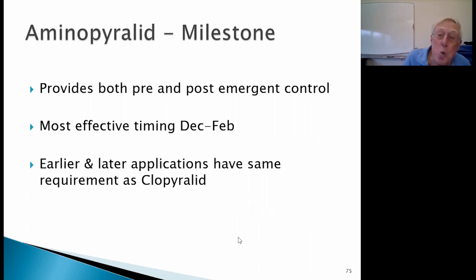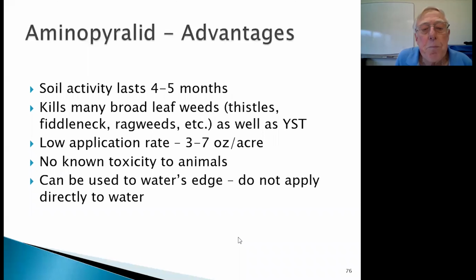Again, if you put it on too early, then you'll have to spray it on again. If you put it on too late, it's less effective. You have to use higher concentrations, and if you wait way too long, you won't get a kill. Again, soil activity is 4 to 5 months. It kills many broadleaf weeds, thistle, fiddleneck, ragweeds, and others. Again, read the label and it'll tell you exactly what, as well as the star thistle.